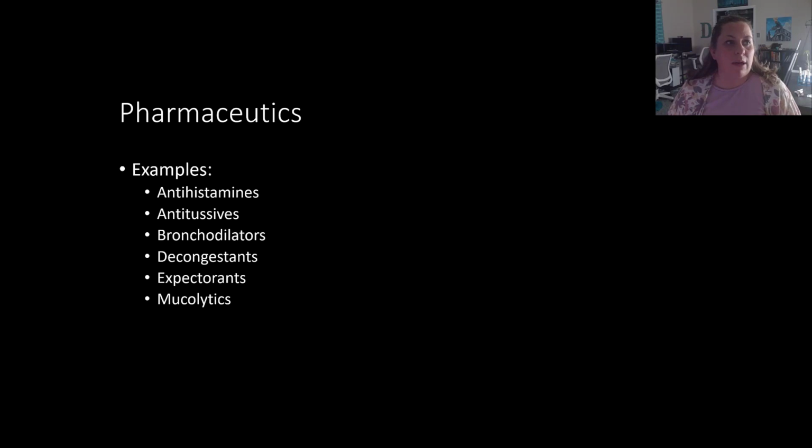And we also have pharmaceuticals that can come into play, so medications. Antihistamines block histamine receptors, and so this deals a lot of times with allergies, so this would deal with asthma here in the respiratory system. Antitussives are going to suppress the cough reflex, so if you're coughing too much, it's going to help suppress that.